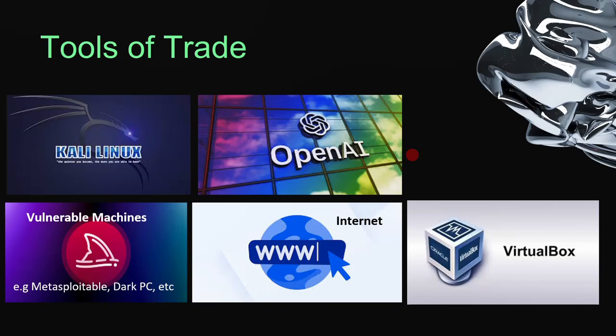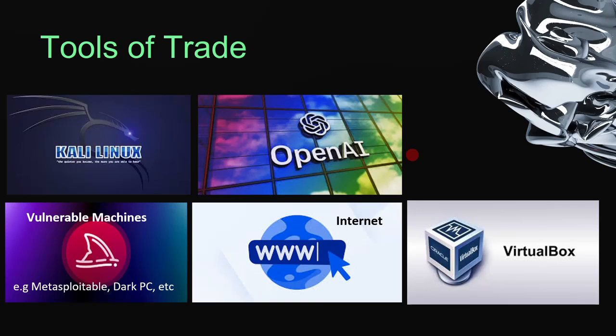So these are the tools of the trade for this training. We're going to make use of Kali Linux. Kali Linux is a pentester's machine. We're going to make use of OpenAI. We're going to use an OpenAI API key to do the job. That is where the AI is coming from. Then for vulnerable machines, we're going to use either Metasploitable or DarkPC. And then of course the system should have access to the internet.